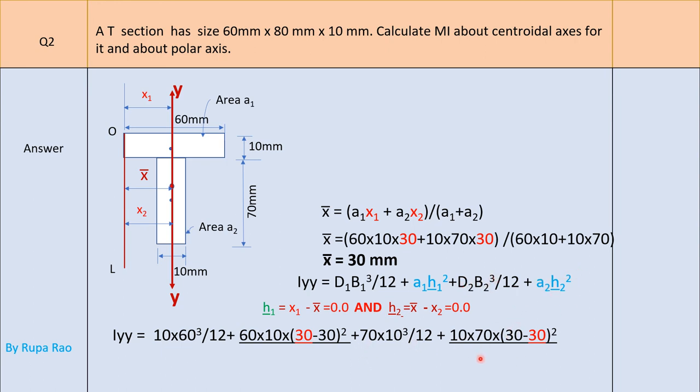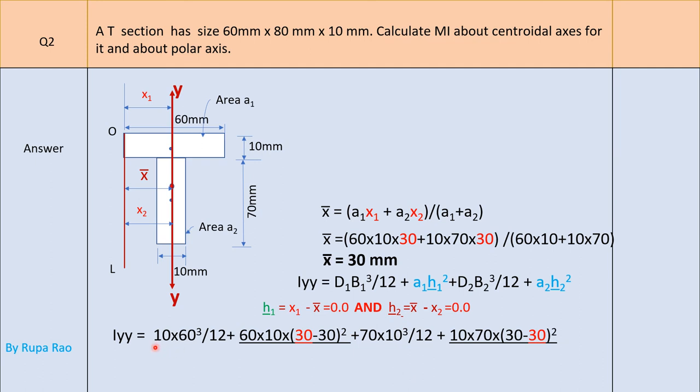And a2 h2 square will be 70 into 10 into bracket 30 minus 30, this x2 is 30 and x bar is also 30, bracket square. So this term becomes 0. Even if you substitute it and do the calculation, you will get 0 only. While I have underlined this, I have just shown how you substitute it. In the exam, you may not write this also. If you write h1 is equal to 0 and h2 is equal to 0, then you just write Iyy is equal to d1 b1 cube by 12 plus d2 b2 cube by 12.